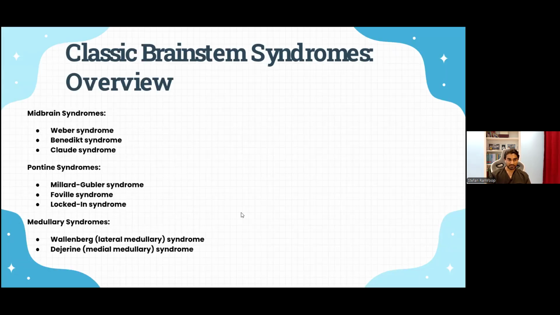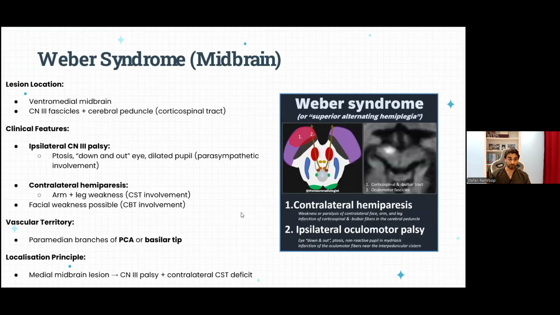So with all that being said, when it comes to localizing, let's look at the different lesions that you can get now and how they present. So they have a couple here that I wanted to touch on. So you have your midbrain syndromes, your pontine syndromes, and then your medullary syndromes. So let's start with the midbrain syndromes.